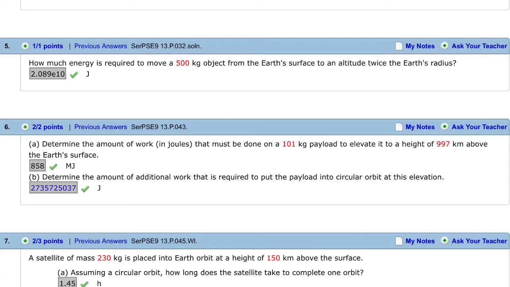Web assigned 7B number 6. Determine the amount of work that must be done on a 101 kilogram payload elevated to a height of 997 kilometers above the Earth's surface. Determine the amount of additional work that is required to put the payload in a circular orbit at this elevation.